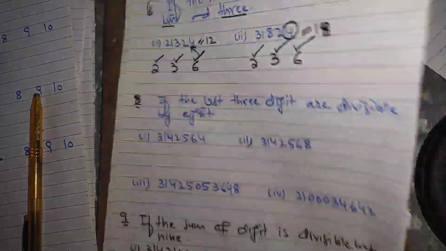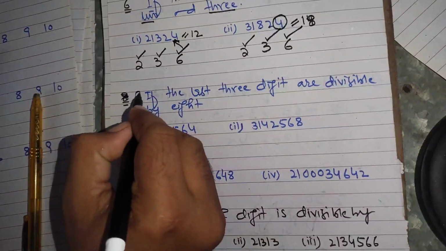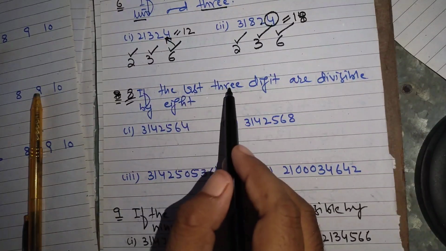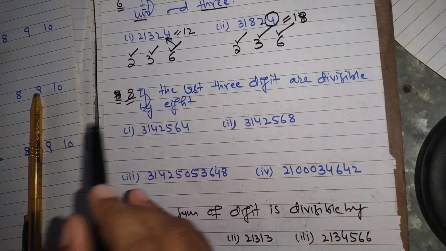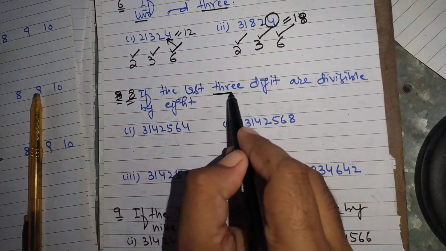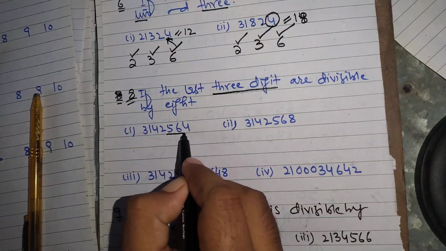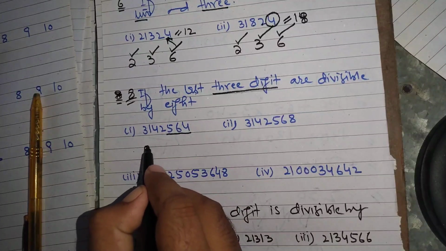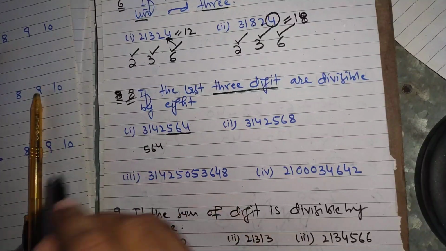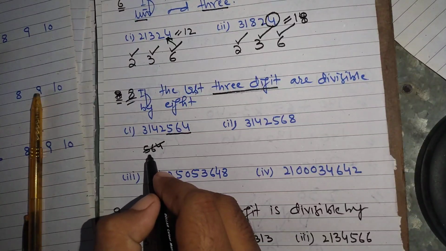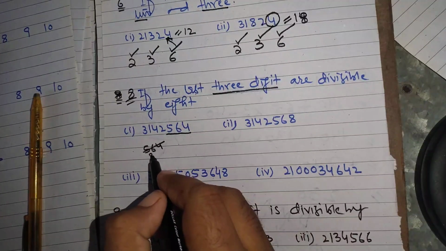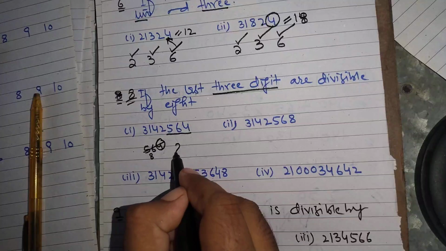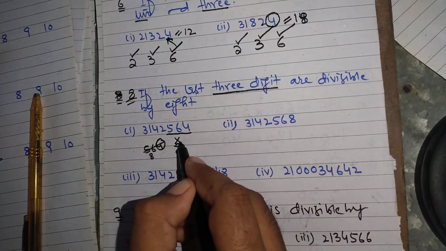Now we come to 8. In the rule for 8, we check whether the last 3 digits are divisible by 8. The last 3 digits here are 5 6 4. We check whether 564 is divisible by 8 or not. 8 times 5 6 gives a remainder of 4, so we say this is not divisible by 8.